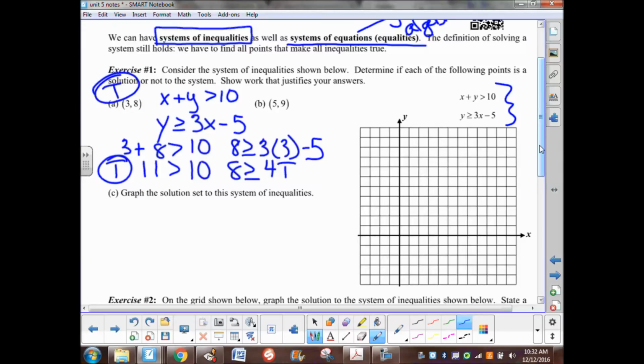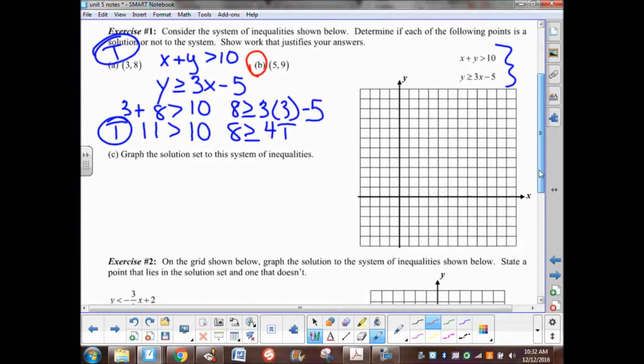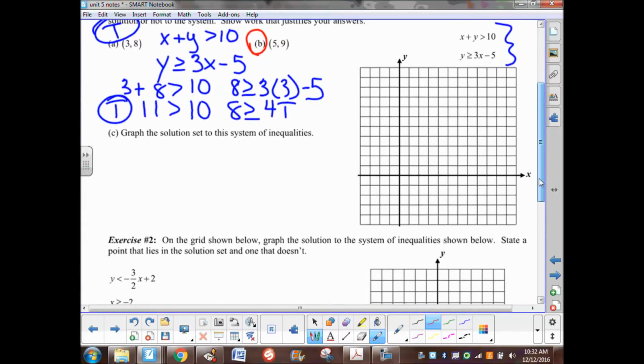So is (3, 8) a solution to that system? Yes. Both are true. Then I want you to do part B and test and see if that is a solution to the system. So you're doing the same exact thing that we did in A. Come to class with that done.